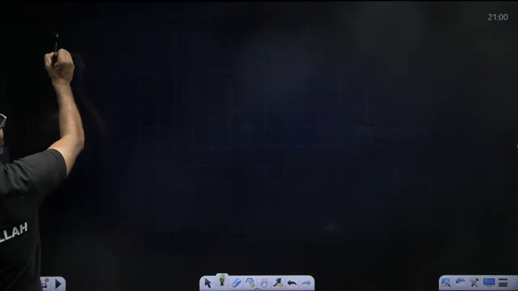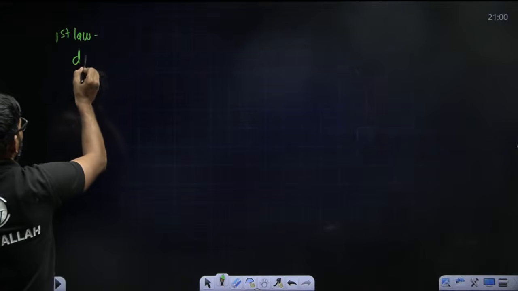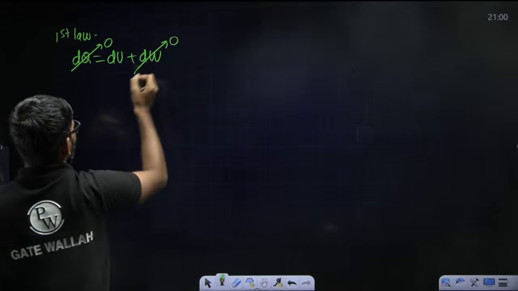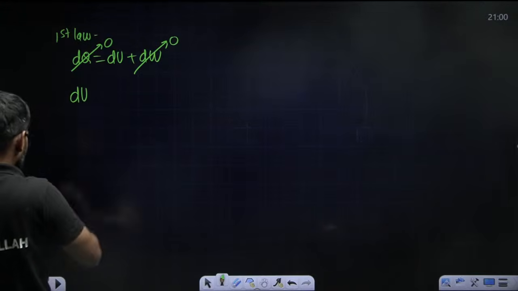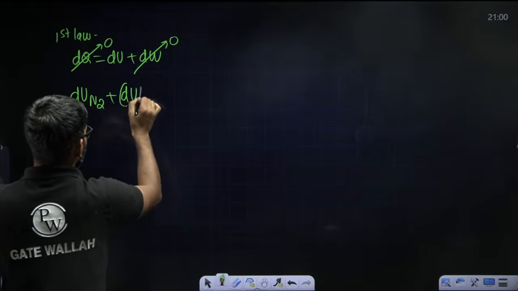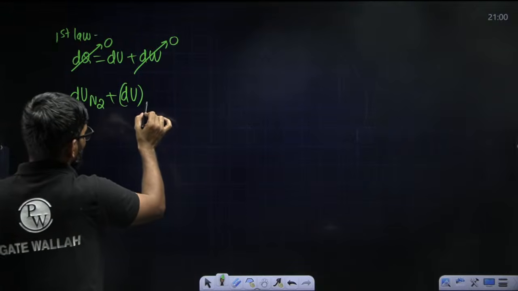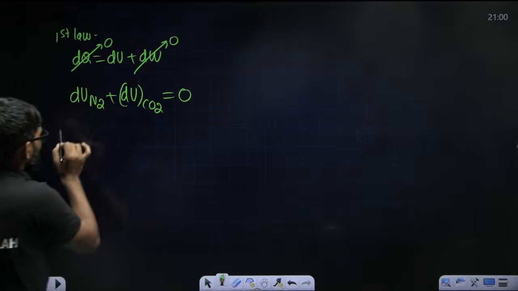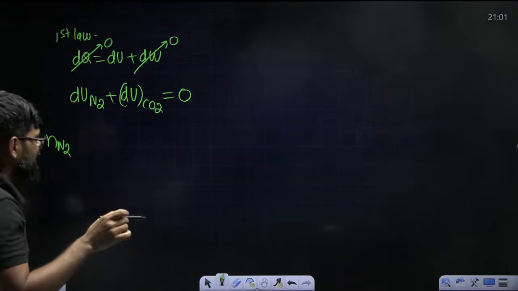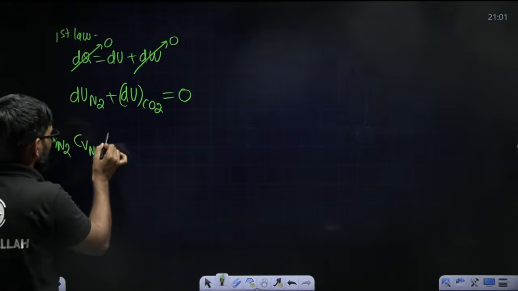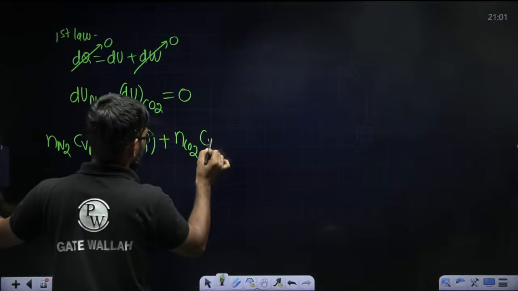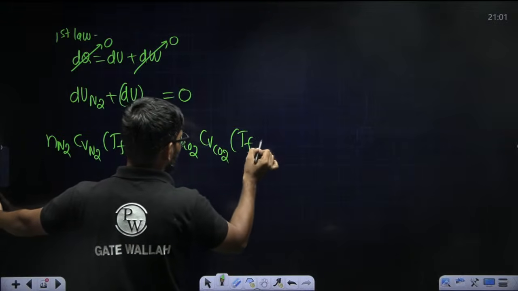So here I'll apply the first law of thermodynamics. What is the first law? dq is equal to du plus dw. So dq value will be 0, no heat transfer, no work transfer. I can say that du net is 0, means du of nitrogen plus du of CO2 is equal to 0. Now du of nitrogen is N of nitrogen into CV of nitrogen into T final minus T1, because CV is already given per mole, plus N of CO2 into CV of CO2 into T final minus T2 is equal to 0.